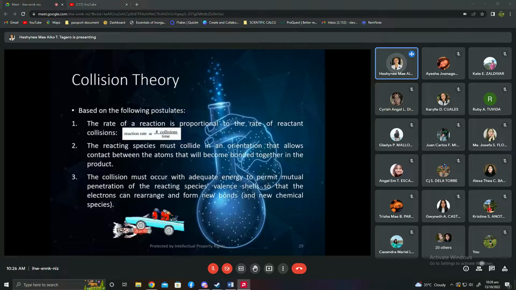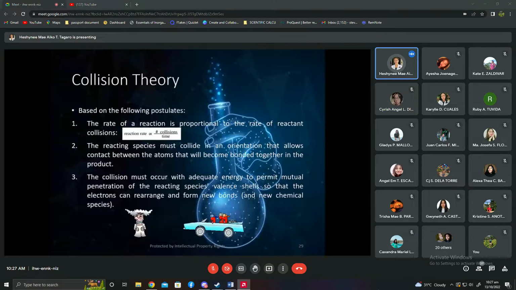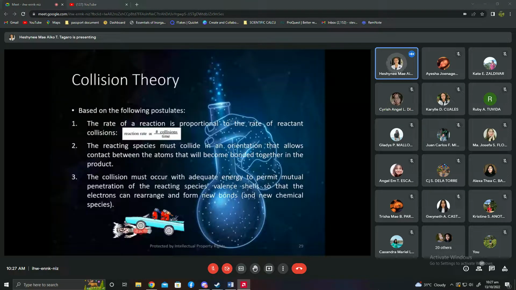The collision theory is based on the following postulates. First, the rate of a reaction is proportional to the rate of reactant collision. So, dapat may collision skid kita. Okay? Second, the reacting species must collide in an orientation that allows contact between the atoms that will become bonded together in the product.